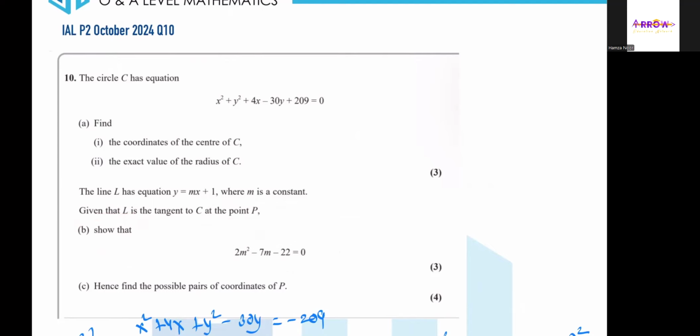So what we are going to do, since line L is the tangent to the circle, this means that when you substitute this line L into the equation of the circle, you would be able to produce a quadratic equation in terms of x, and in that quadratic equation the nature of the roots will be real and equal. B square minus 4ac will be equal to 0. Under that condition we need to show this equation in terms of m, which is 2m square minus 7m minus 22 is equal to 0.